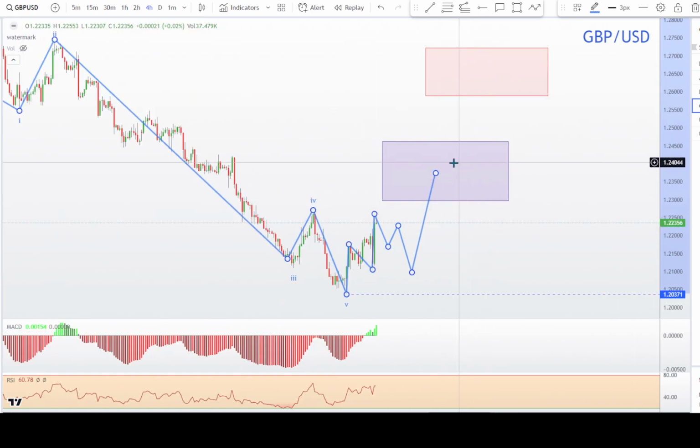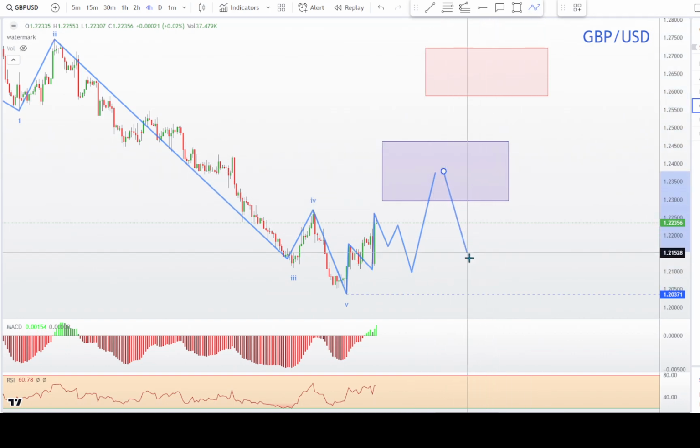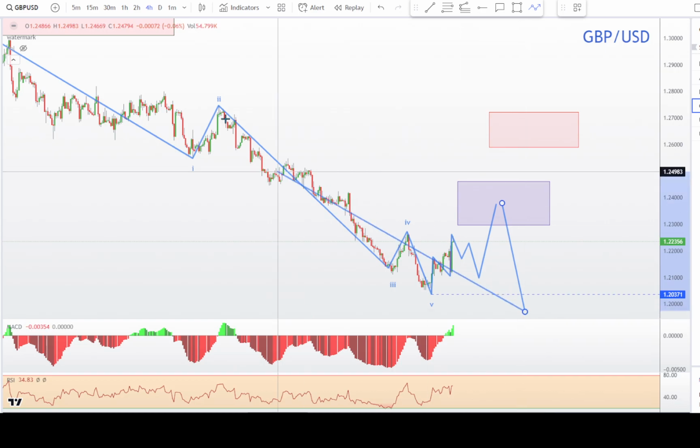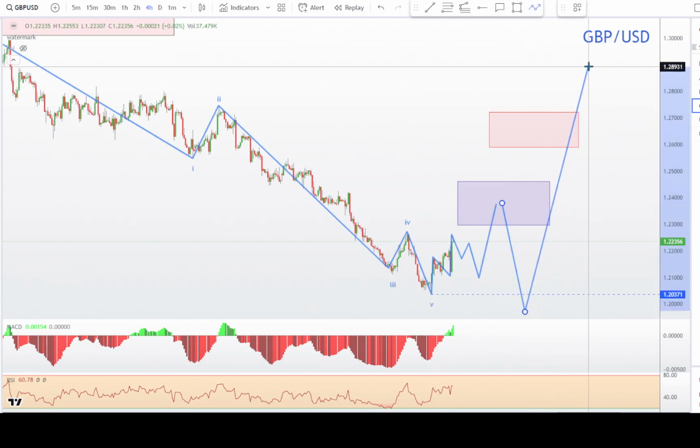But I think if this area can hold, just like on the other pairs and the dollar index, if this holds and then gets rejected, I think they'll come and break this low. Now, who knows how low they'll go after they break it. But then I think that sets up nicely that this is just an ABC correction, and then we go back up.